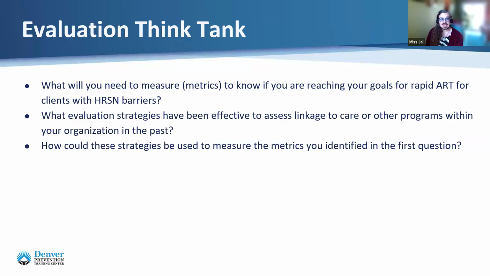The evaluation think tank. For evaluation, we ask: what will you need to measure, or what are your metrics to know if you are reaching your goals for rapid ART for clients that have HRSN barriers? What evaluation strategies have been effective to assess linkage to care or other programs within your organization in the past? And how could these strategies be used to measure the metrics you identified in the first question when it comes to linking patients to care, specifically to rapid ART, who have HRSN barriers?